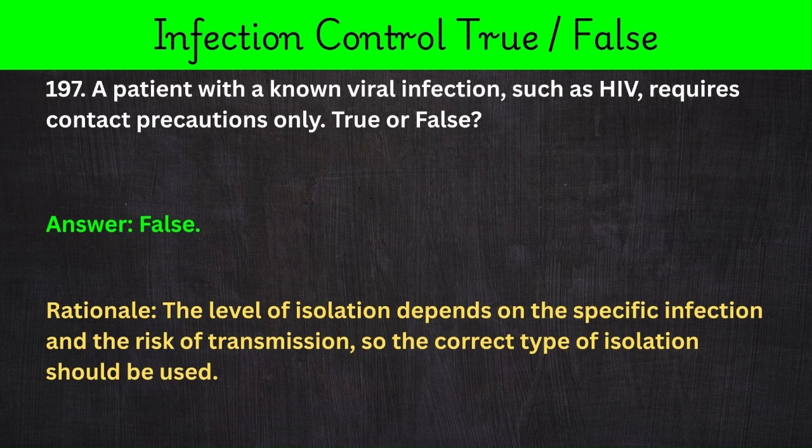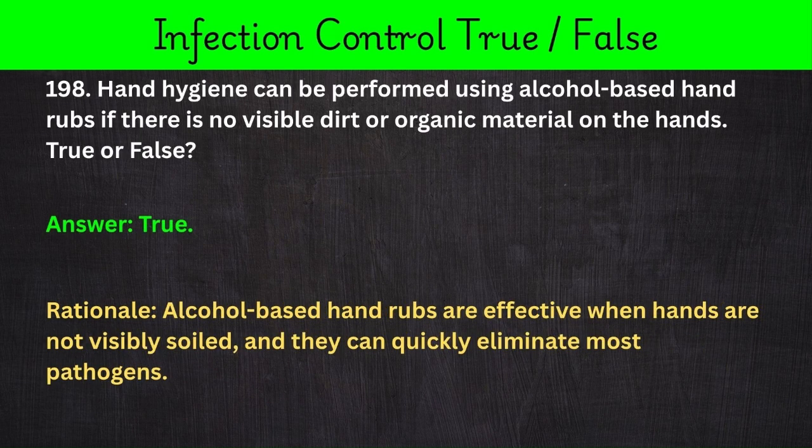197. A patient with a known viral infection, such as HIV, requires contact precautions only. True or false? Answer: false. Rationale: the level of isolation depends on the specific infection and the risk of transmission, so the correct type of isolation should be used. 198. Hand hygiene can be performed using alcohol-based hand rubs if there is no visible dirt or organic material on the hands. True or false? Answer: true. Rationale: alcohol-based hand rubs are effective when hands are not visibly soiled, and they can quickly eliminate most pathogens.